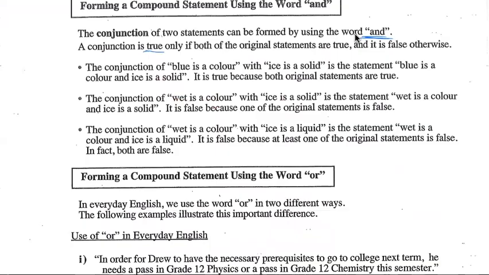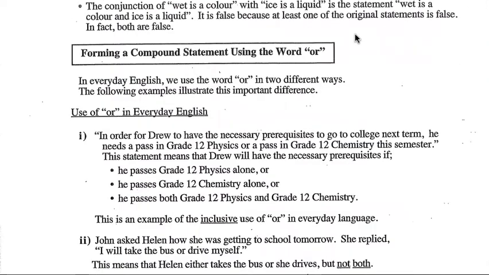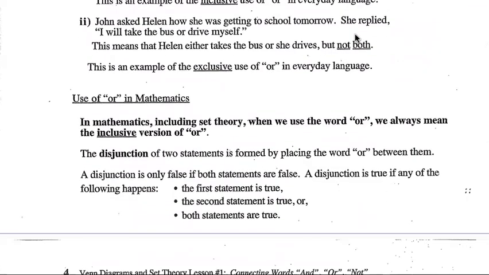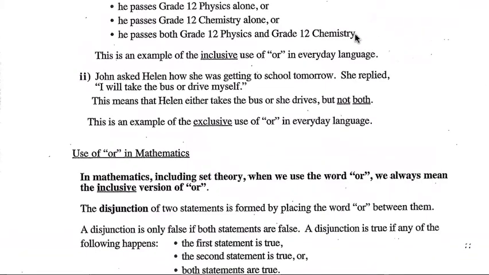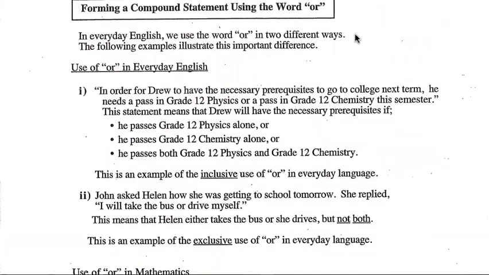Forming a compound statement using the word or is a little bit different. In English, there's actually two kinds of meanings for it. One is what we call inclusive and the other would be exclusive, depending on its use. In mathematics though, we are only concerned with the inclusive version of or, which I'll talk about again in a minute.